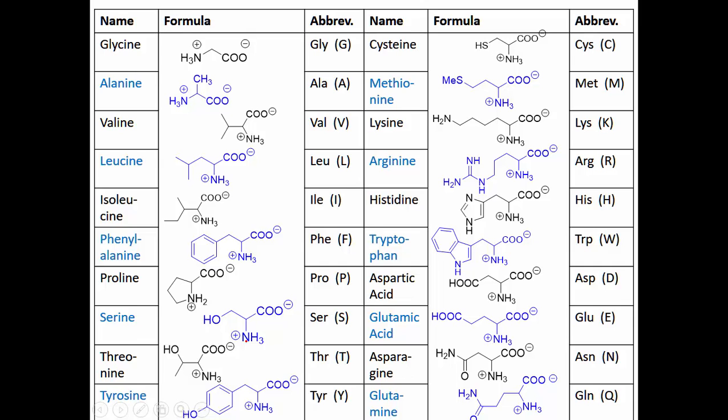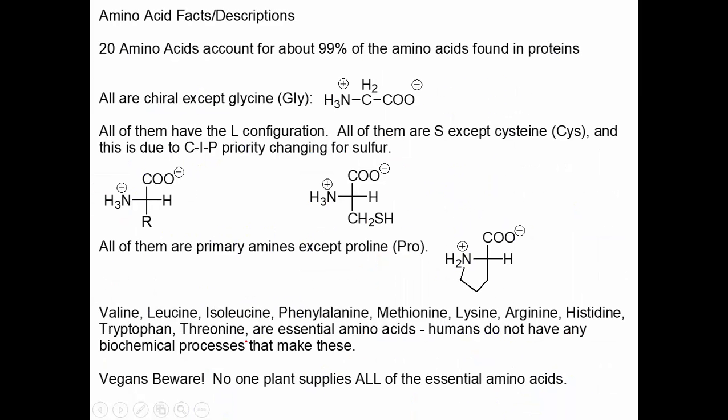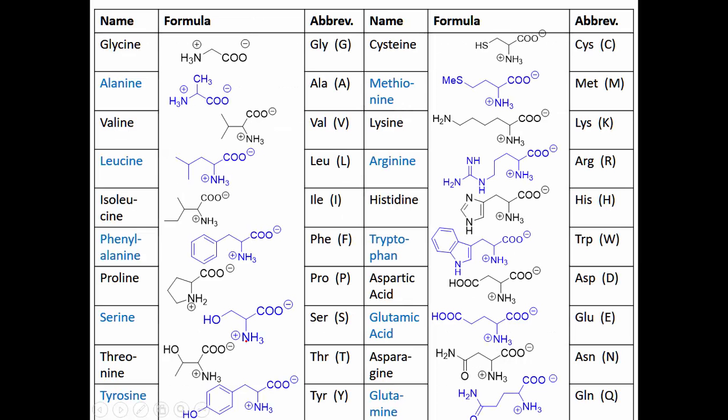So let's look at a few interesting things about these amino acids. These 20 amino acids account for about 99% of the amino acids found in proteins. If you look at all of these structures here, all of them are chiral. They all have a chiral center, or most of them do. So there's a chiral center there, there's a chiral center, there's a chiral center, but only one of these amino acids, glycine, does not have a chiral center. At the alpha position, you have 2 hydrogens.